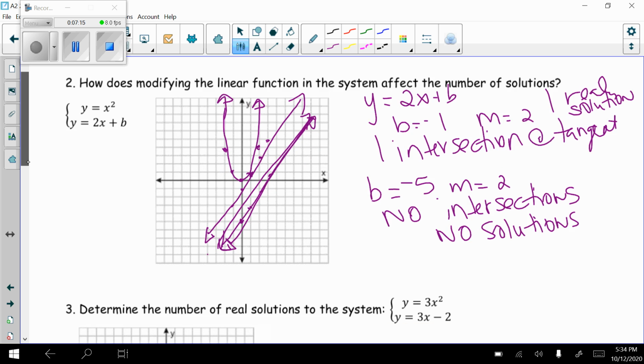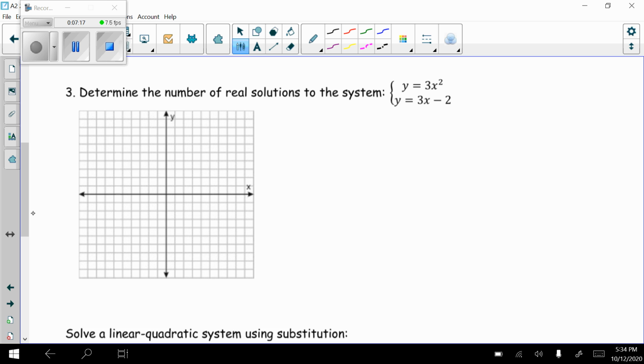So number 3, let's determine the number of real solutions to this system. So we're going to graph 3x squared this time, make our xy table. Again, we're going to pick negative 2, negative 1, 0, 1, and 2. 0 is still 0. If I plug in 1 squared is 1, 1 times 3 is 3. 2 squared is 4, 4 times 3 is 12. And I know it's symmetric, so I know I'm going to get 3 and 12 up there as well. So let's plot these points. Over 1 up 3, 2, 12.